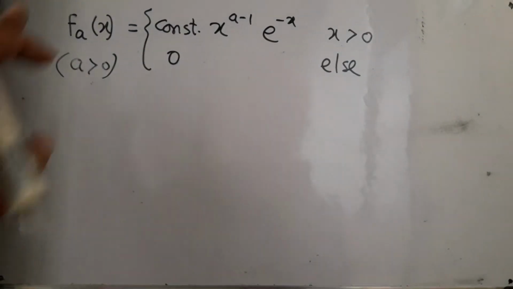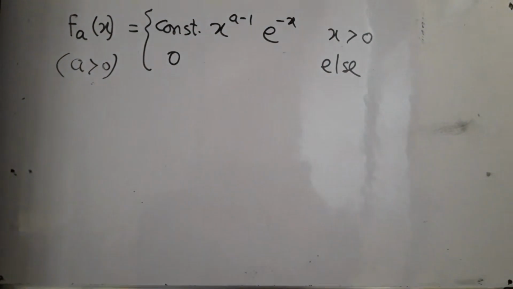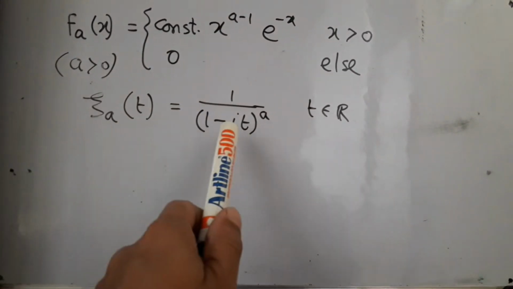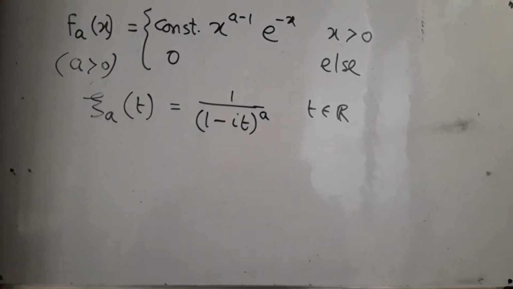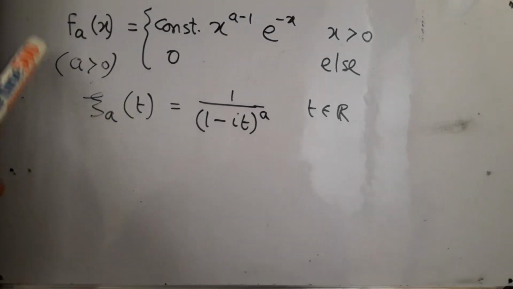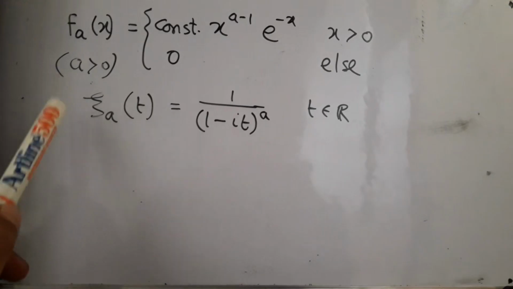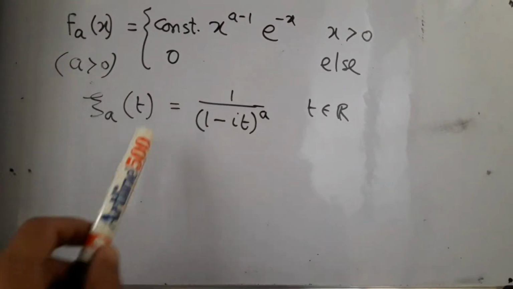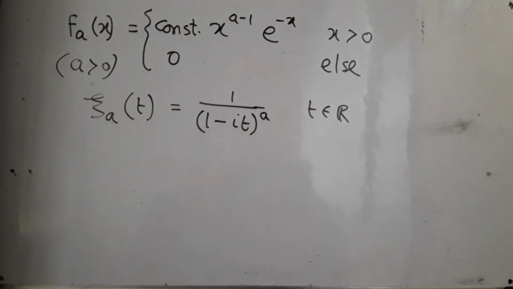Now I tell you that this density corresponds to the characteristic function 1 by (1 minus it) to the power a. So if you integrate e to the power ixt times fa of x, you will get this. So you do not have to do it. I am telling you that this is a standard result. Use this standard result to do the following.